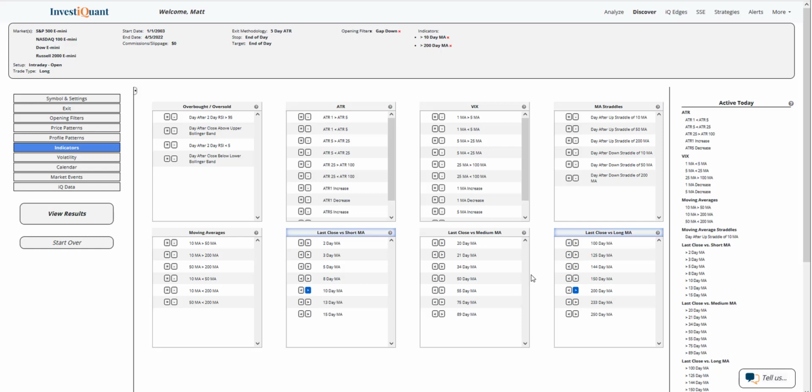And the way I'm going to define this is I'm going to use a VIX moving average. So in the active today, I'm going to go down to the second option here, which is the 5-day moving average of the VIX is less than the 25-day moving average of the VIX. You can see it right here. So that's been selected. I've got equals next to it. So it's kind of like a falling volatility environment in a bull market.